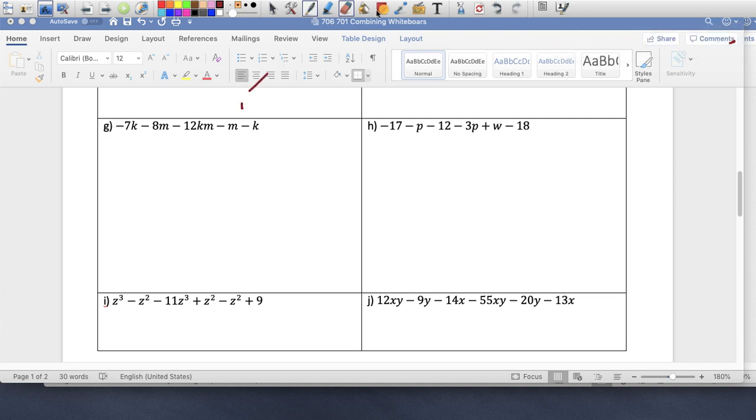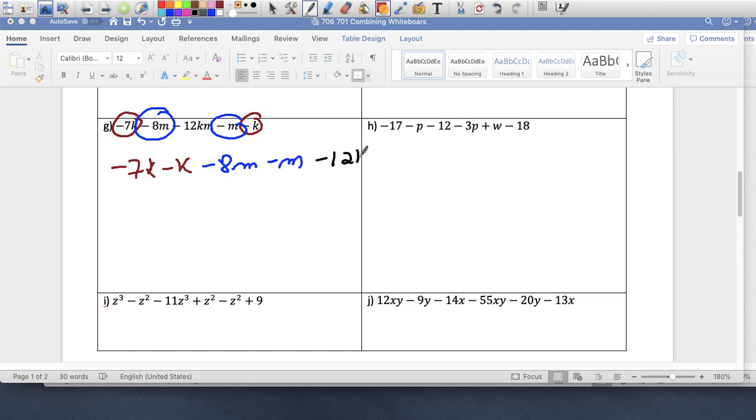So here we go. Again, let's see, there's a k here. There's a k here. So it's negative 7k minus k. And then let's do the m's. Minus 8m, minus m over here. And finally, minus 12km. So three different types of terms. So let's do the red first.